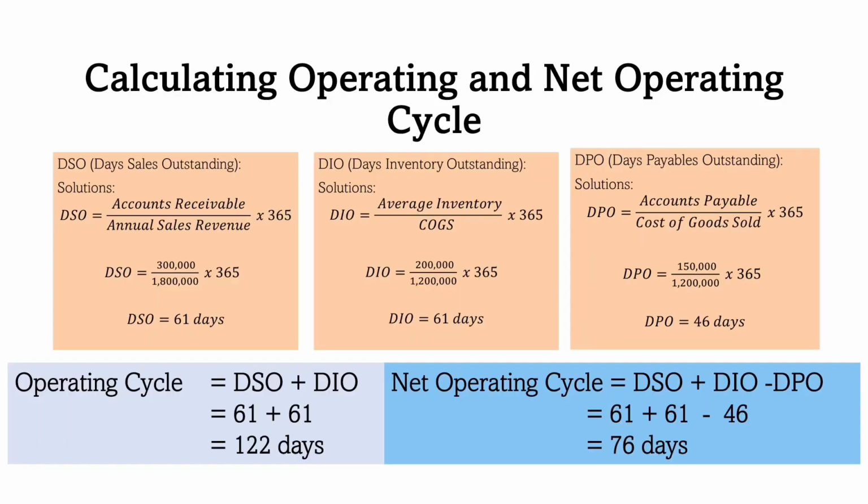Now that we have the results of our DSO, DIO, and DPO, we can already compute our operating cycle. Operating cycle is equal to DSO plus DIO, and that will be 61 days plus 61 days, which is equal to 122 days. While for the net operating cycle, that will be operating cycle minus DPO, or DSO plus DIO minus DPO, and that will result in 61 plus 61 minus 46, which is equal to 76 days.